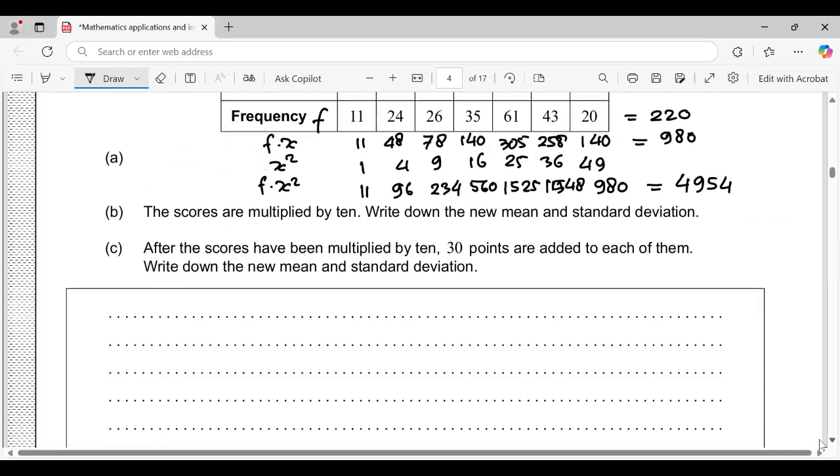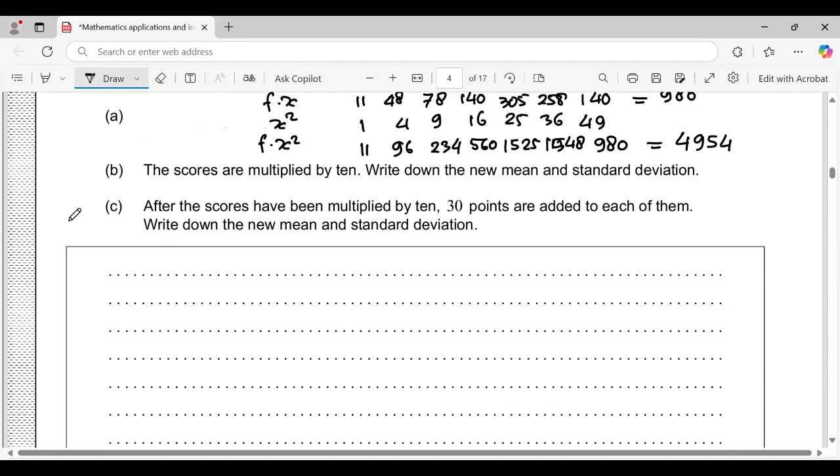Now for question A, you're going to find the mean: 980 over 220, and this is 4.4545, or 4.455, like that.